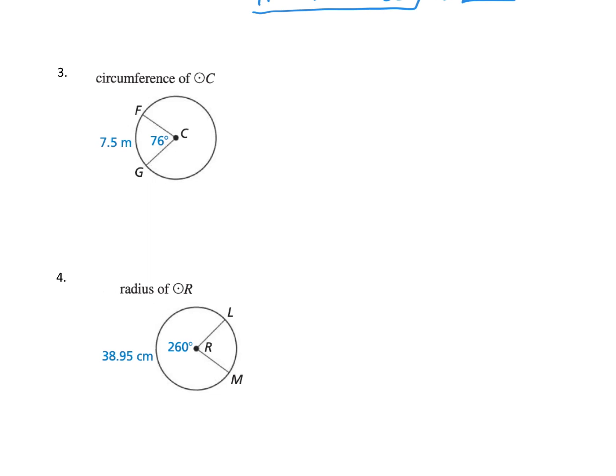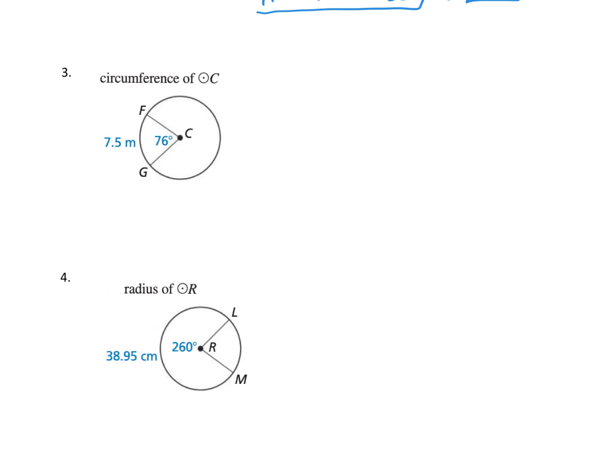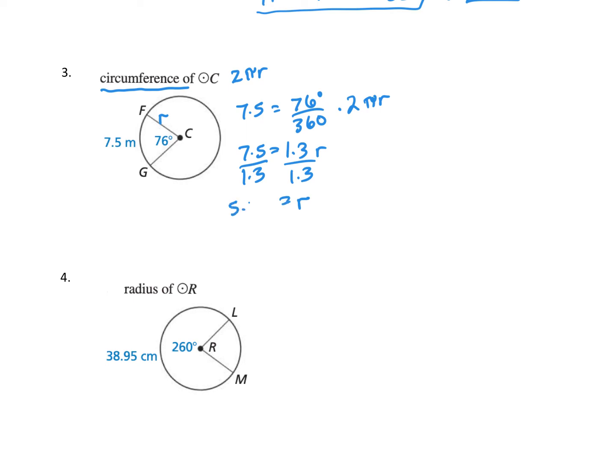if we rounded it. Number 3 gave us the arc length. We want the circumference. To find the circumference, remember, we need r. Circumference is 2 pi r. So we have 7.5 must equal 76 degrees divided by 360 times 2 pi r. We're going to solve for r. I'm going to put all this on the right onto a calculator. That 7.5 must equal 1.3 r. Divide both sides by 1.3. r is then 5.77.